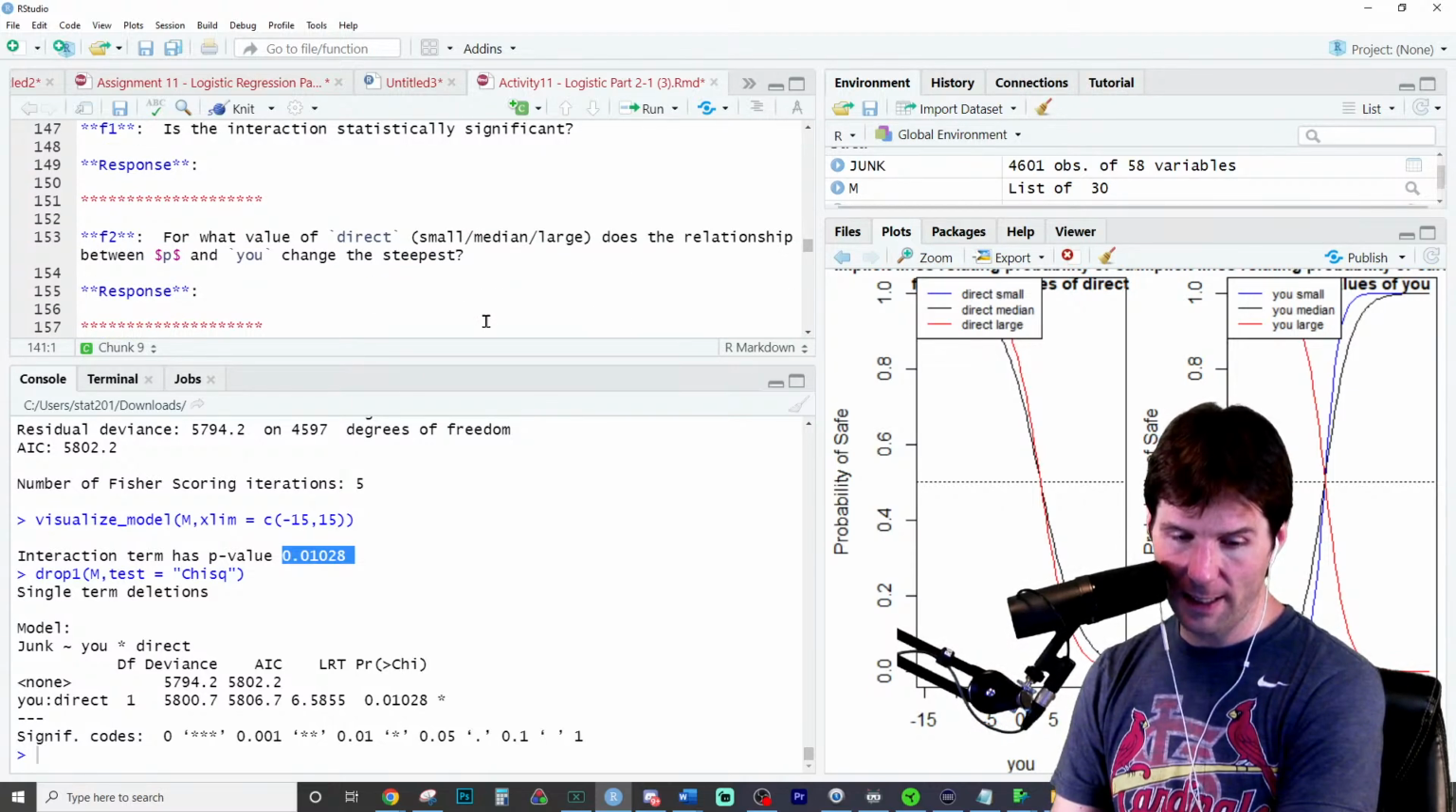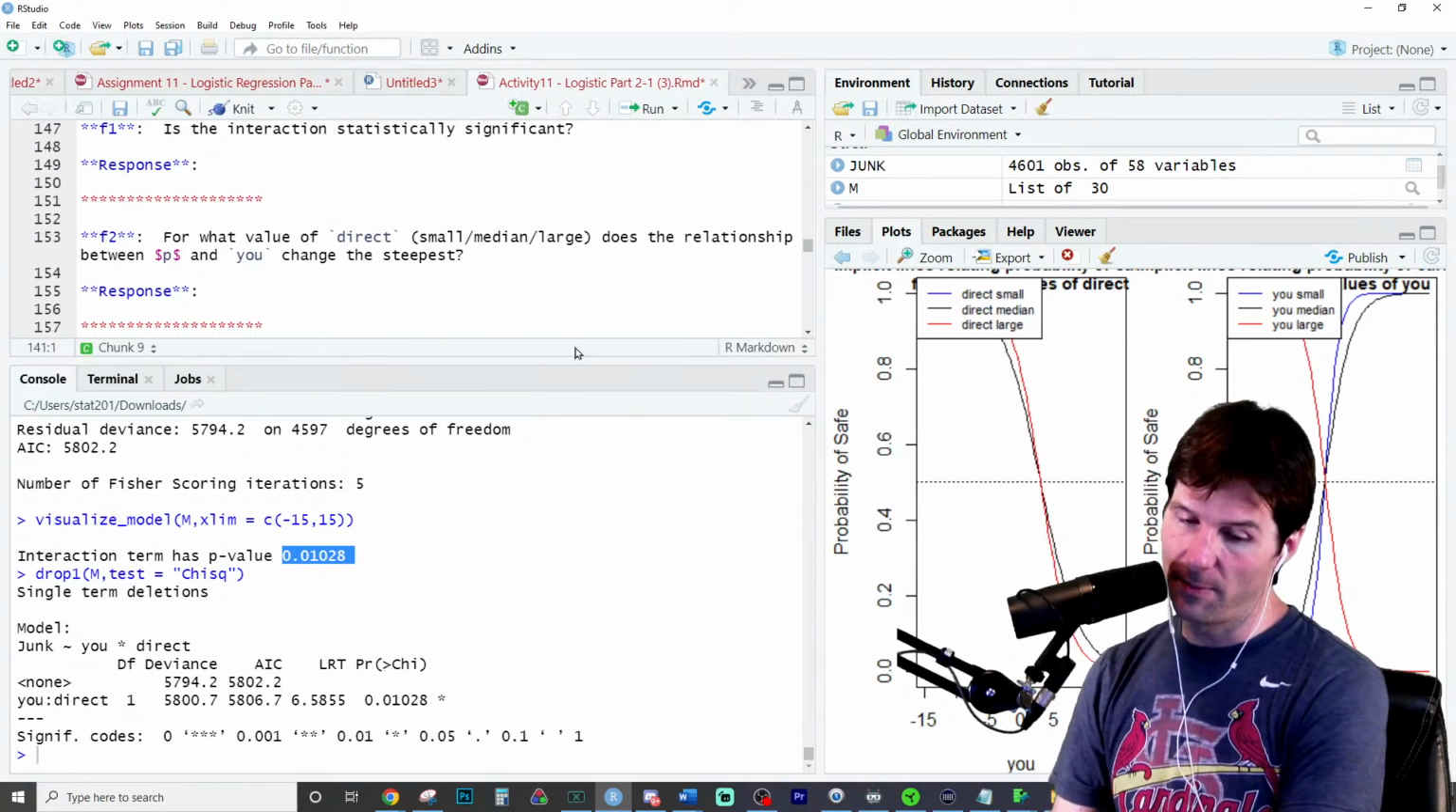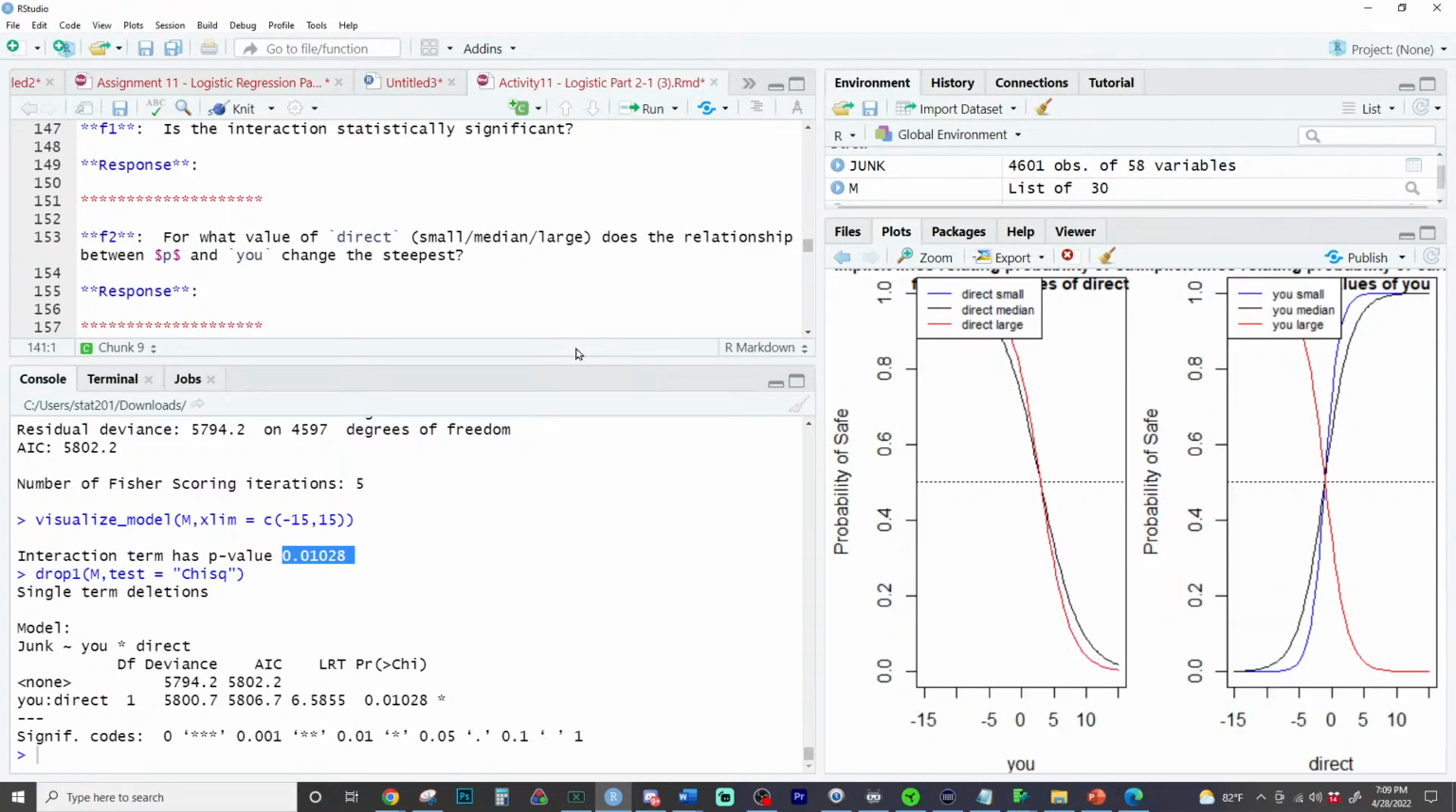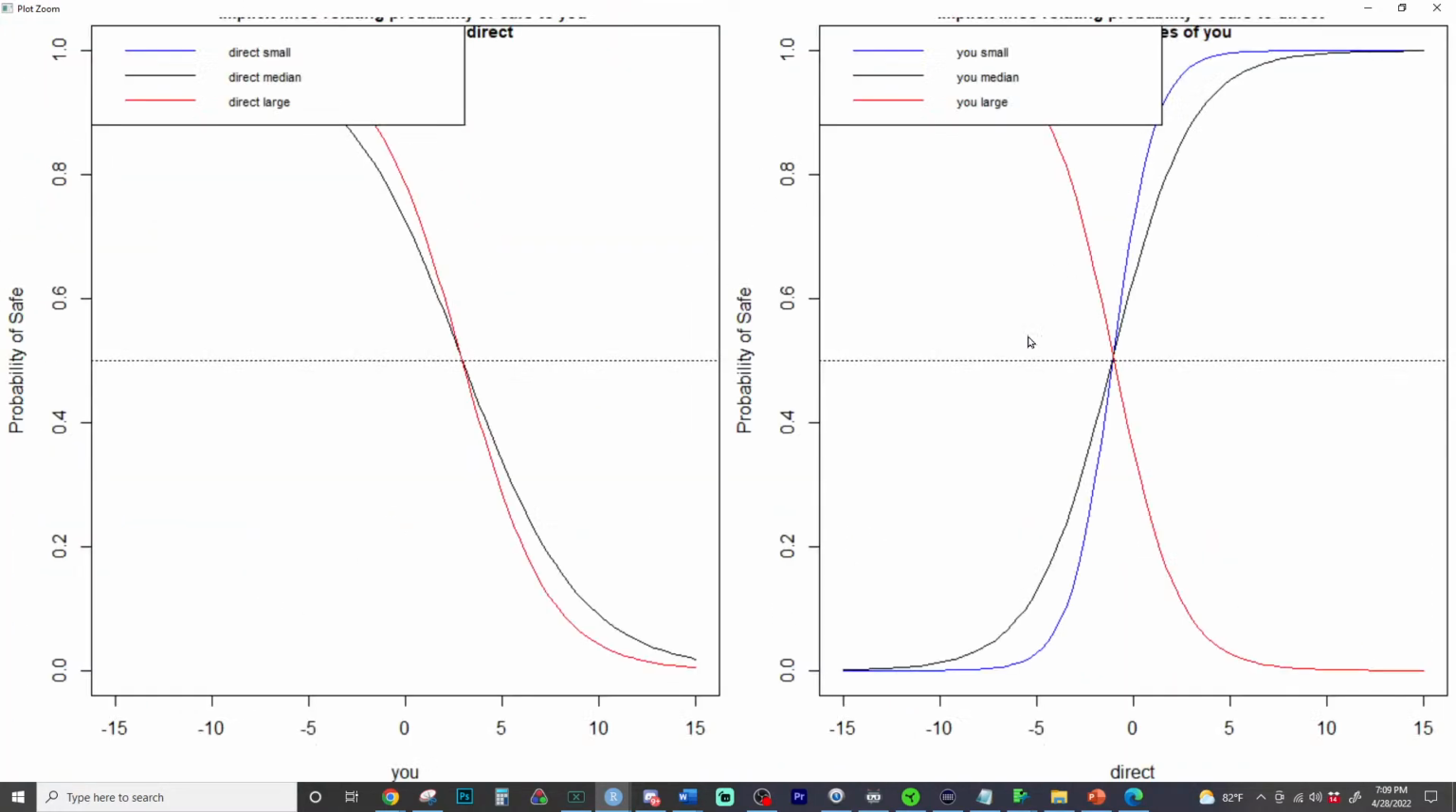For what value of direct does the relationship between them change the steepest? So for what value of direct is it the steepest? When you look at this curve right here, on what value of direct is U the steepest? Small, which I think overlaps medium. Is it small, medium, or large? Which value is it the steepest for direct with U?